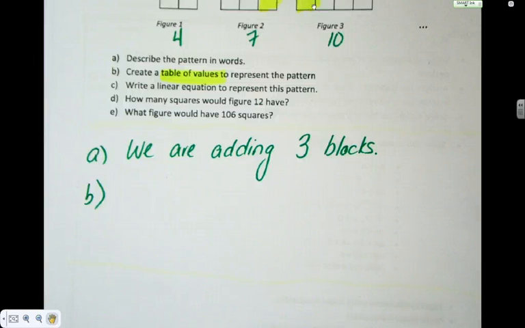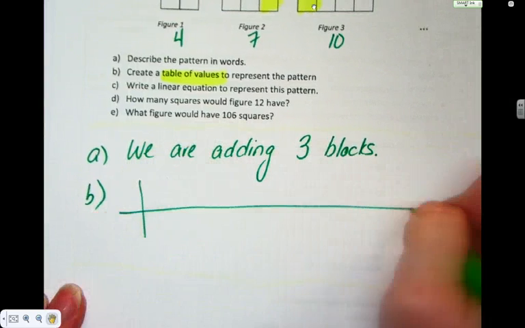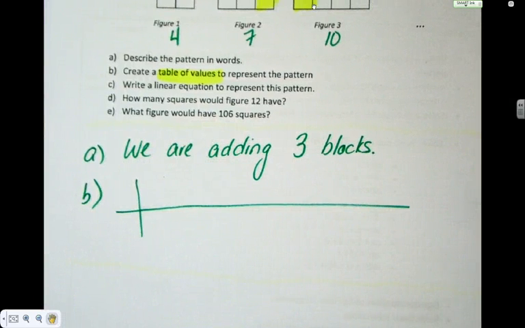It's going to have something to do with the number of blocks and the figure number. Does a table of values go lengthwise? So is it vertical or does it go horizontally? Does it matter? No, it's completely up to you. I tend to do horizontal so it doesn't take up as much space. But if you're a vertical thinker and you want to do it vertically, whatever you want. So again, I'm going to do horizontal, so I'm doing my T kind of this way.